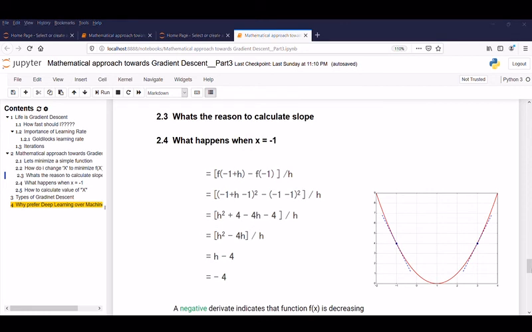What's the reason to calculate slope? It tells us whether at that point the function is increasing or decreasing. Why is it important? Accordingly, we can adjust the weight. For example, if the function is decreasing, increase the weight. That's the reason we are going to calculate the gradient.